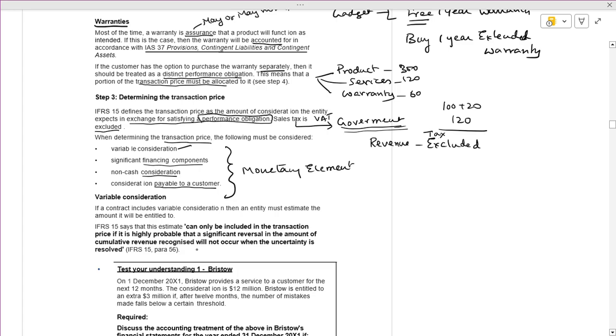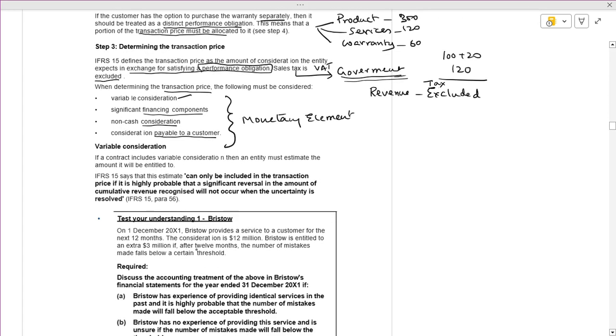Variable consideration: if you want it, we will opt for it; if we don't want, as simple as that. You order more, you have to pay more. Is it right? You order customized products, you have to pay as per your customization. The entity must estimate the amount. What does IFRS say, again in bold letters? It can only be included in the transaction price if it is highly probable that a significant reversal in the amount will not occur. What it says, the significant, that is the basic thing.